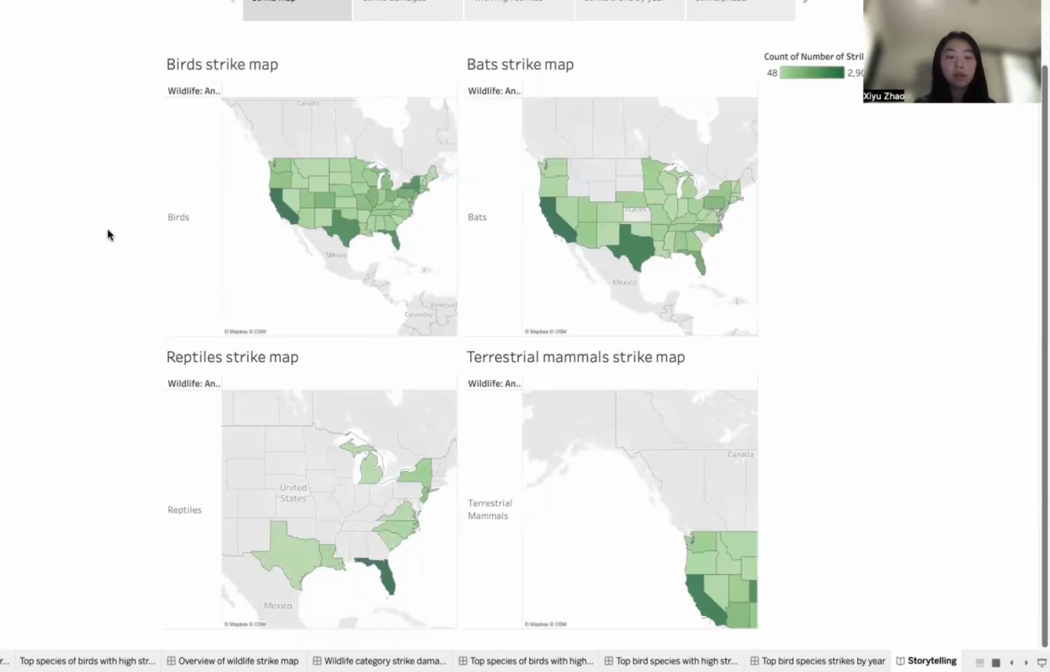The first dashboard is an overview, the wildlife strikes map. There are four maps in total, one for each of the animal categories: birds, bats, reptiles, and terrestrial mammals. For these four maps, we can see that strikes caused by birds and terrestrial mammals are extensive in the US, while reptiles and bats cause strikes in relatively calm zones, according to the depth of the green color. We know that states like California and Texas have a large number of collisions.